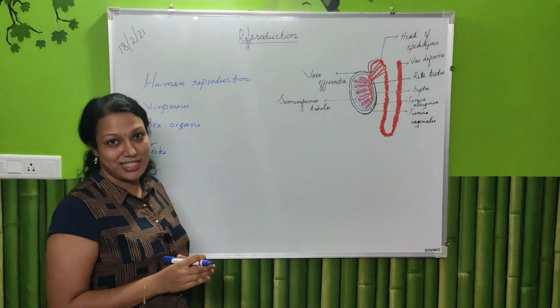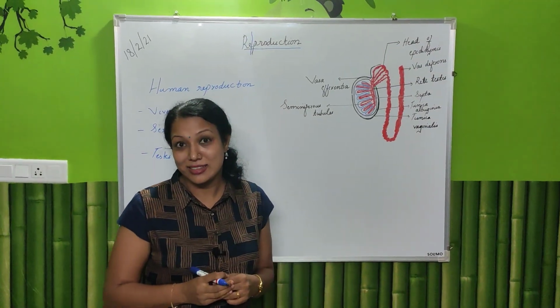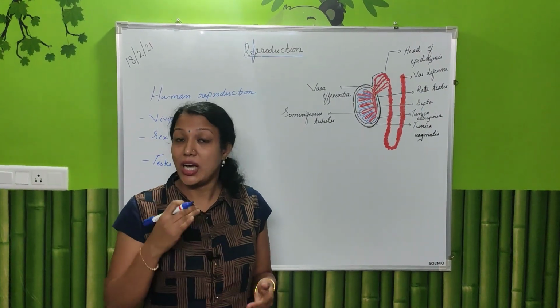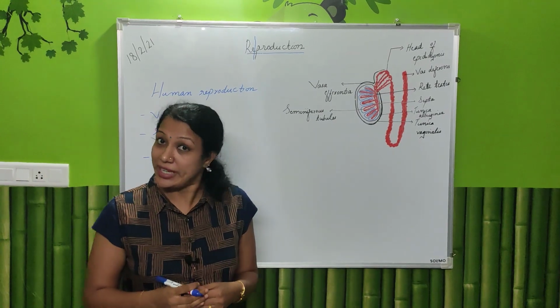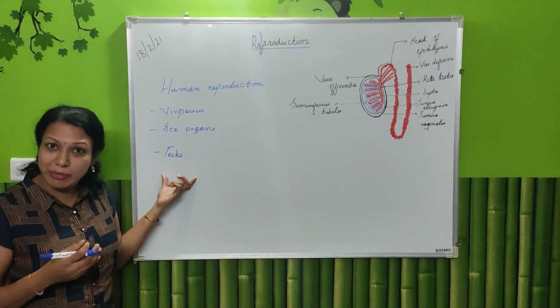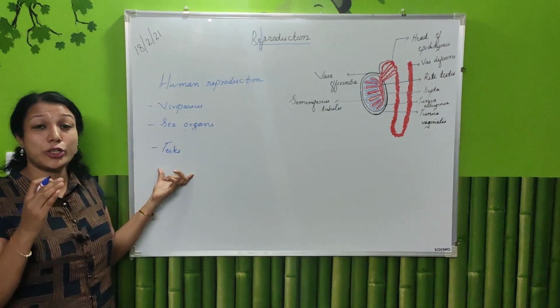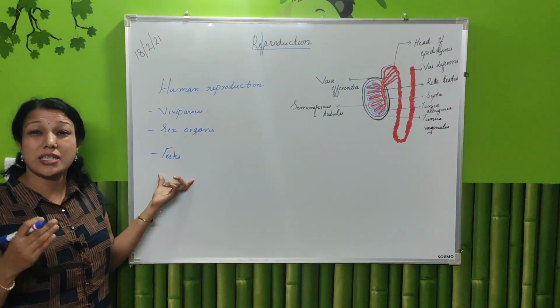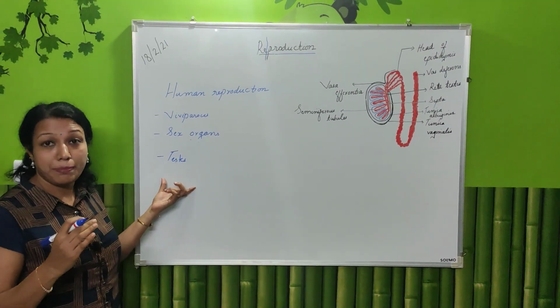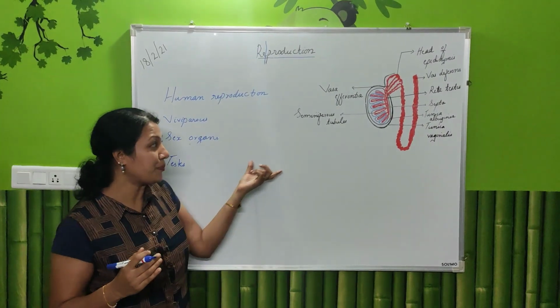What do you mean by testis? They are oval organs. They are paired. They are present in the scrotum, outside the pelvic cavity, right? So that is the definition of testis. You don't have to learn by heart, you can just understand. They are the paired oval organs present outside the pelvic cavity.